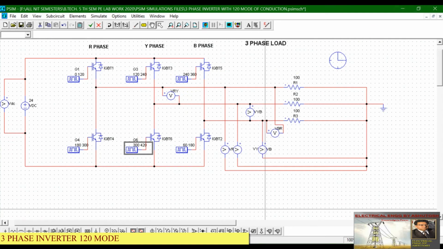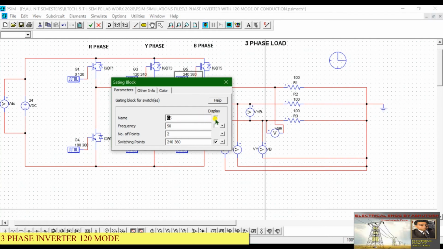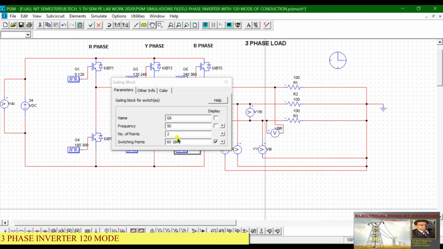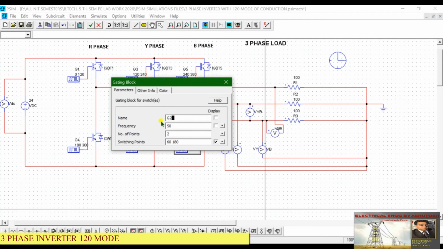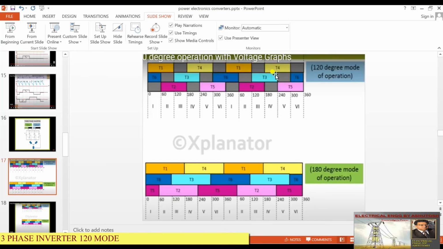And in the third leg, 240 to 360, you can see here, this is G5, and it will conduct from 240 up to 360. Then G2 will conduct, this is our G2, from 60 to 180. So these are the switching sequences we have used. According to this diagram, you can set the firing angles or conduction period for the thyristor.